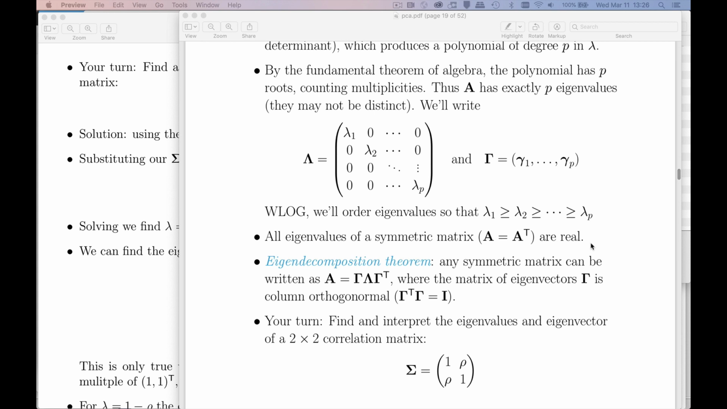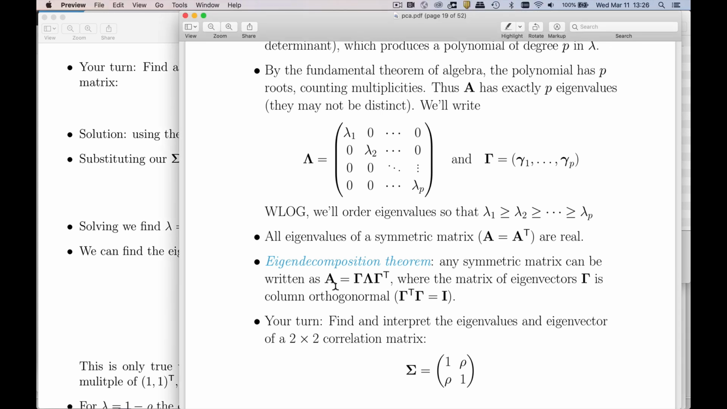Now, I mentioned that this is going to be about two really famous decomposition theorems. The first one is called the eigendecomposition theorem, and it says that any symmetric matrix, and in our case we're dealing with covariance and correlation matrices, both of which are symmetric, so the correlation between x1 and x2 is the same as the correlation of x2 to x1. What this theorem says is that any symmetric matrix can be written as a product of its eigenvalues and eigenvectors as follows.